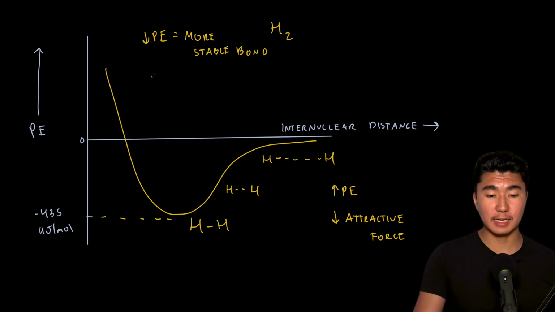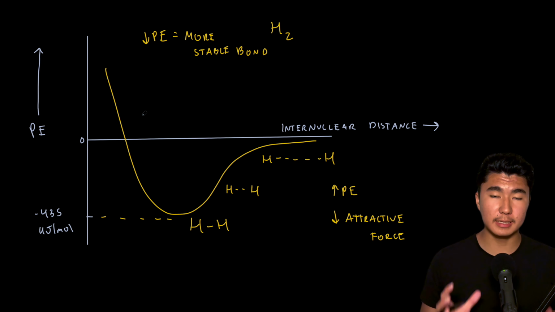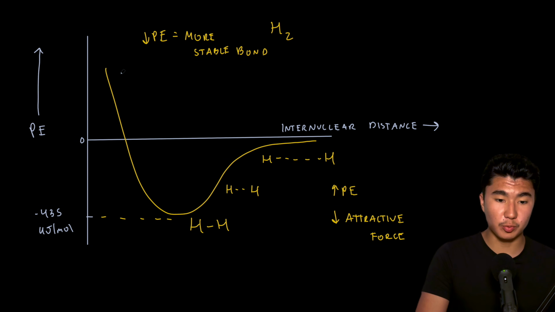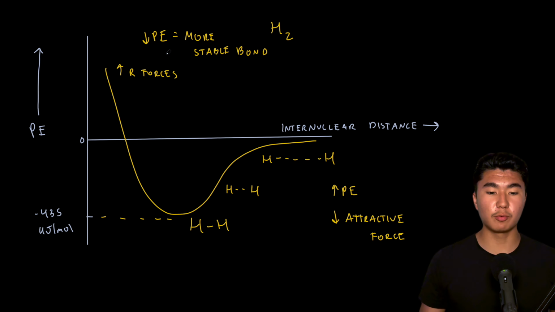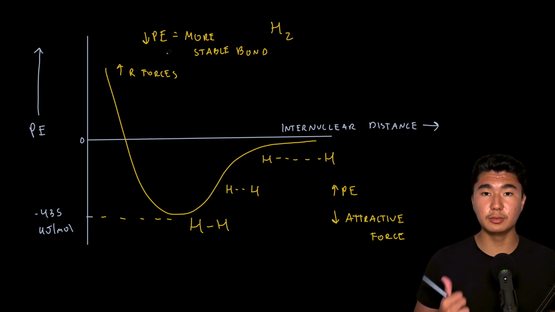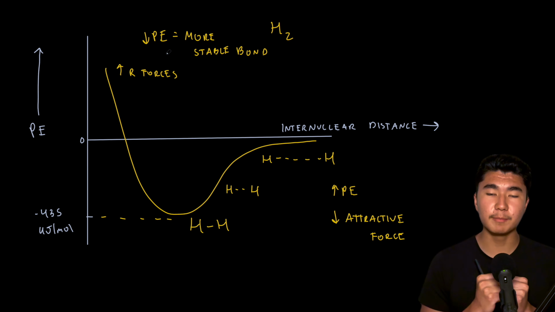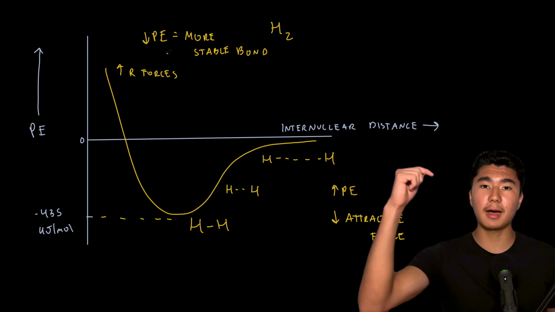Now on the left hand side, we are decreasing in distance. So over here, we have a shorter distance. When we have a shorter distance, our repulsion forces will increase. So I'll just put increase in our forces, to represent our repulsion forces, like the electron-electron and nucleus-nucleus. The reason why is because when we push those hydrogen atoms closer together, the electron-to-electron repulsion forces will be higher, creating a higher potential energy.